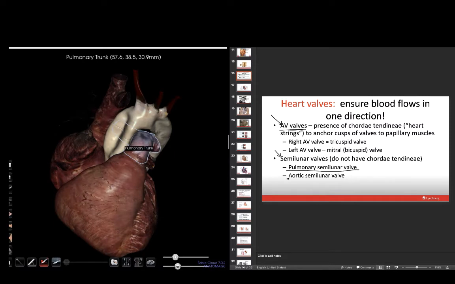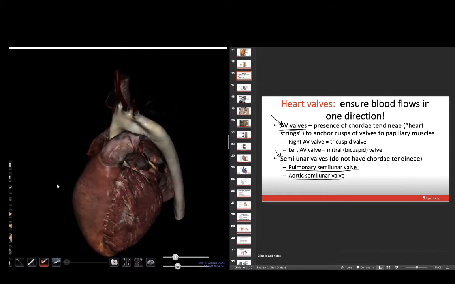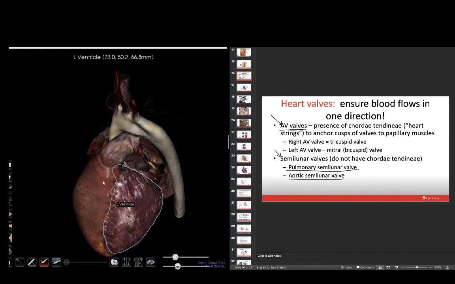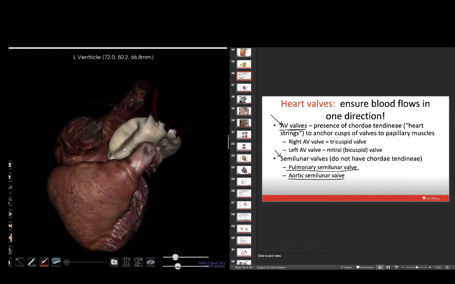And then we have the aortic semilunar valve. And this is going to be located between the left ventricle and the aorta that's leaving the left ventricle. Okay, so let's take a look.